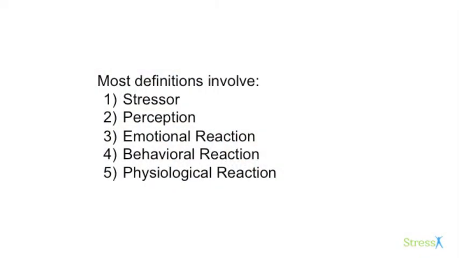In the module Defining Stress, I offered several definitions of stress and provided components of which stress is comprised based on those definitions. Remember, the components of stress are: number 1, a stressor or some sort of demand or pressure or negative situation. Number 2, our perception or thoughts about that stressor. Number 3, an emotional reaction. Number 4, sometimes a behavioral reaction. And number 5, a physiological reaction.